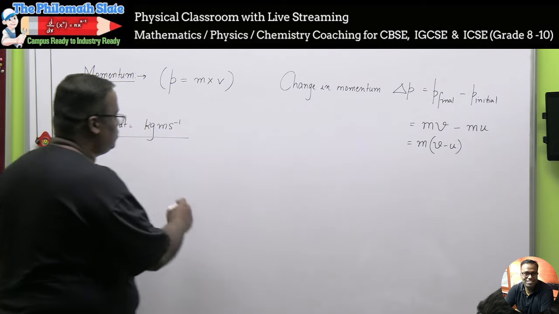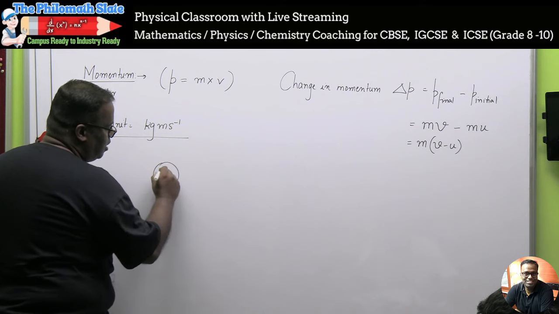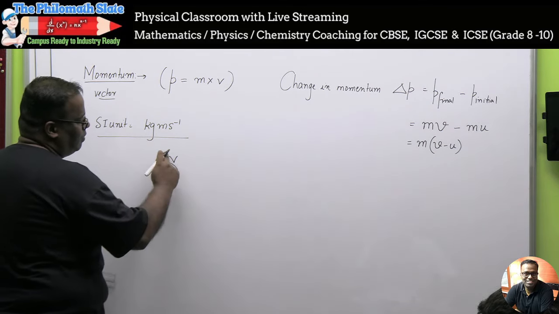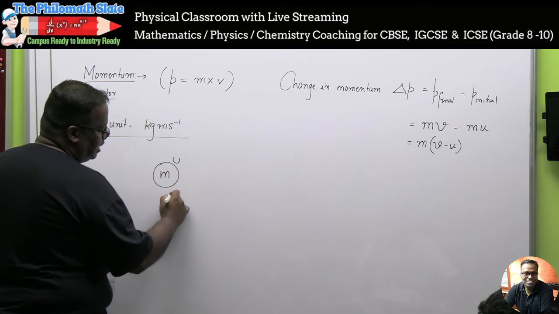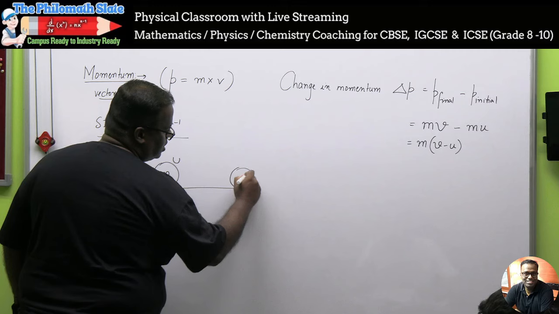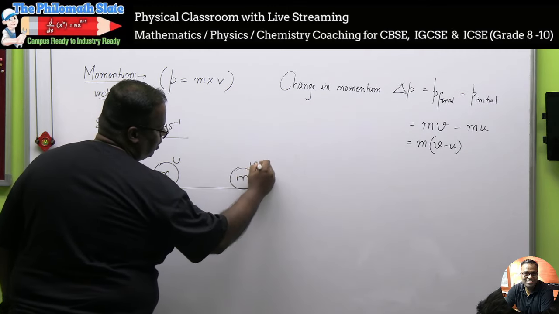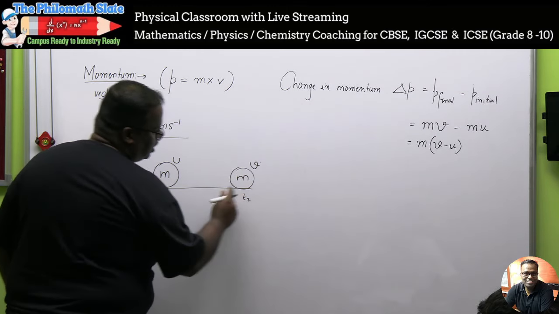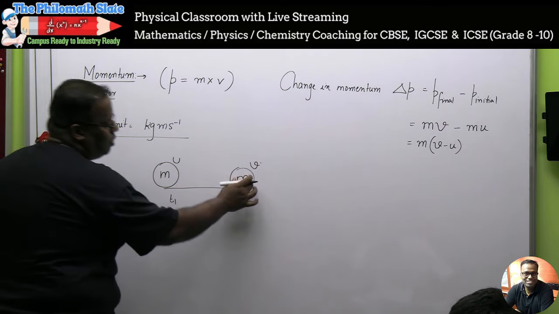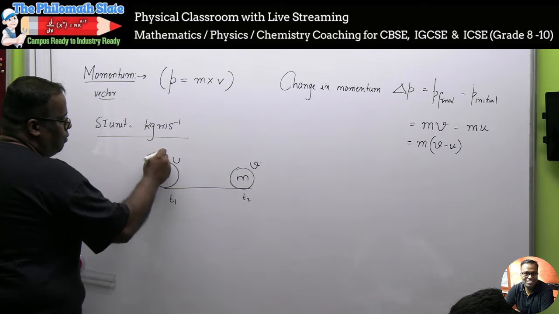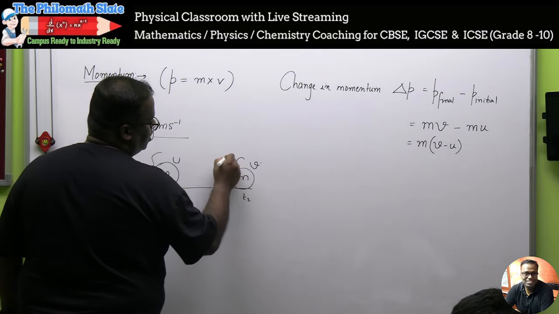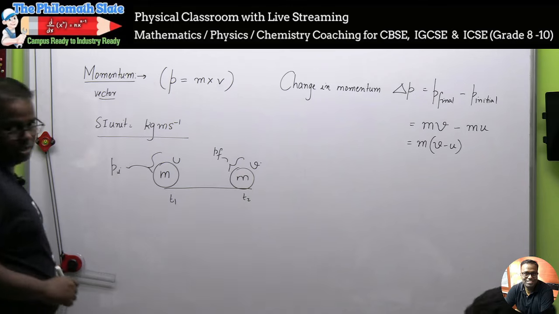This typically applies to what type of an object? A body of mass m with a velocity, let's say u, at a time t1. After some time this body of mass m acquires a final velocity v at a time t2. So our change in momentum: the body of mass m with an initial velocity, and this is the body of mass m with final velocity. If you multiply these two, you get the initial momentum. If you multiply these two, you get the final momentum. Did you understand this much or not?